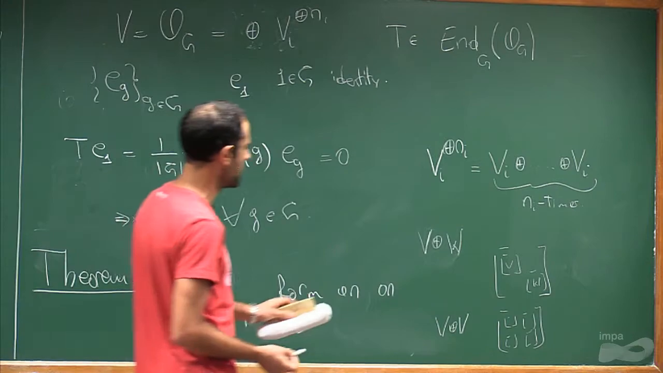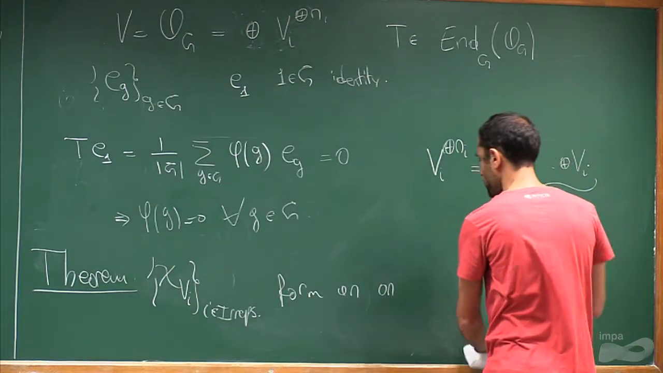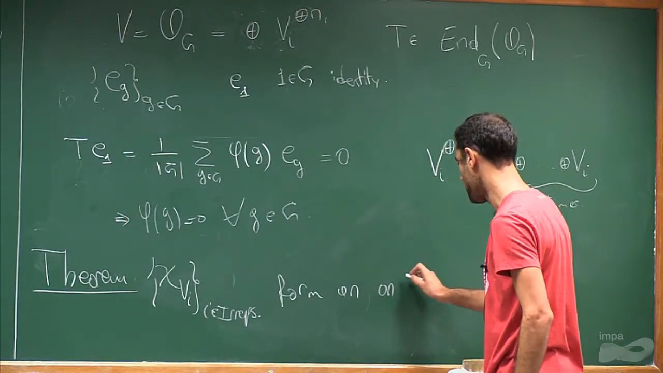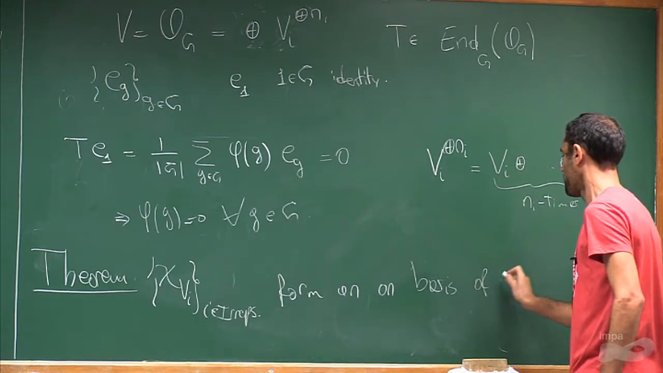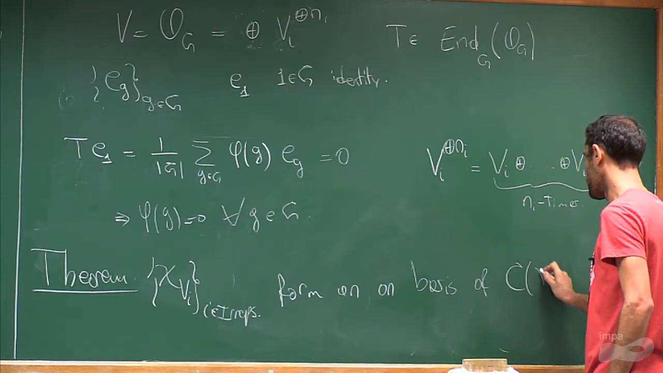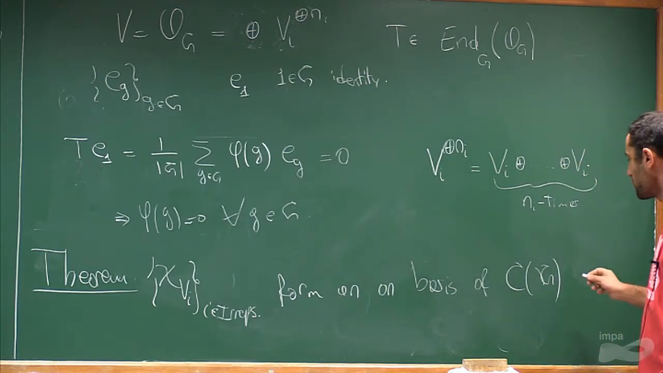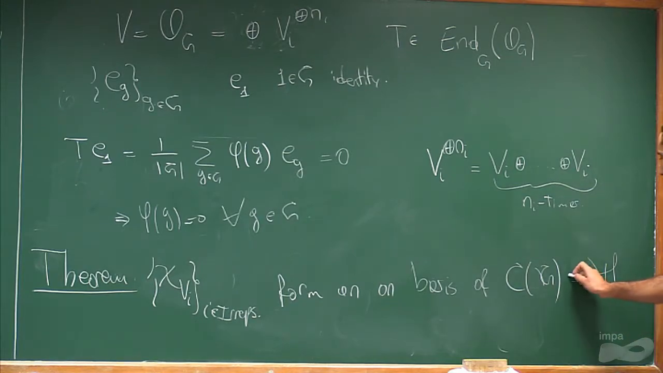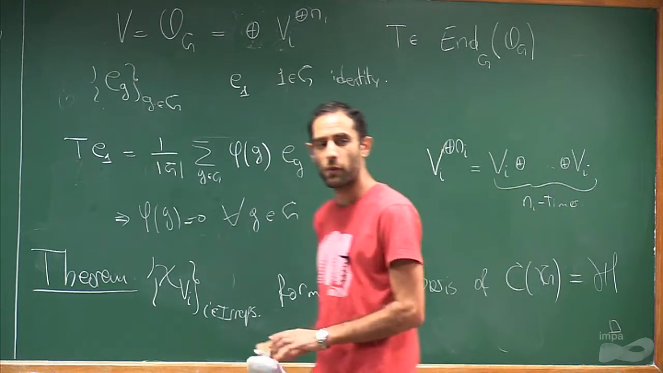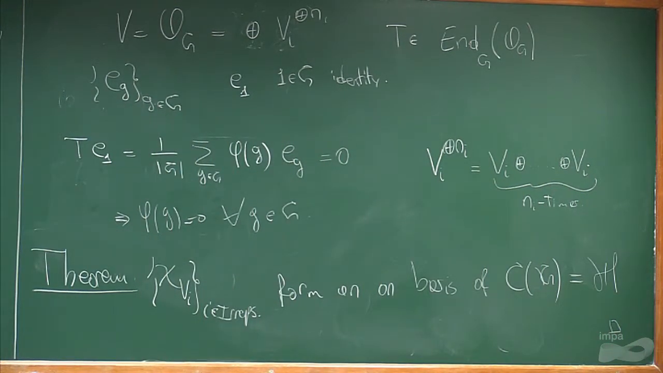Form an orthonormal basis of the space of class functions in G, which in particular therefore is isomorphic to this H that I defined as a space spanned by those characters. So therefore we know exactly how many.